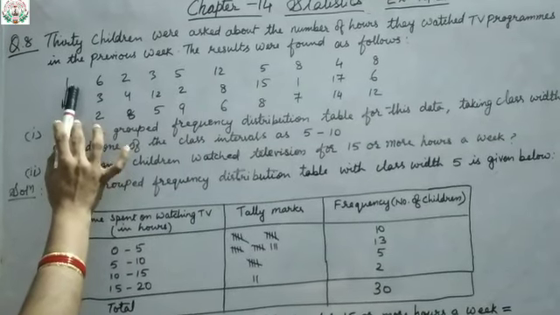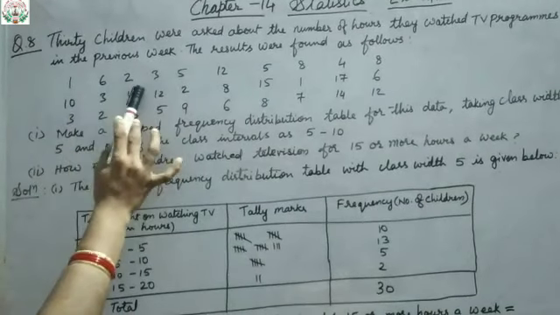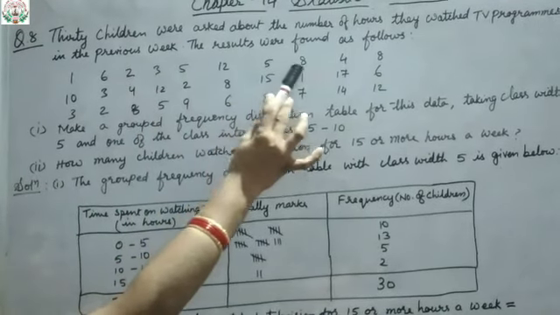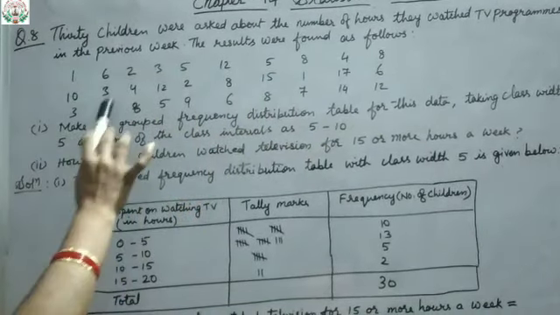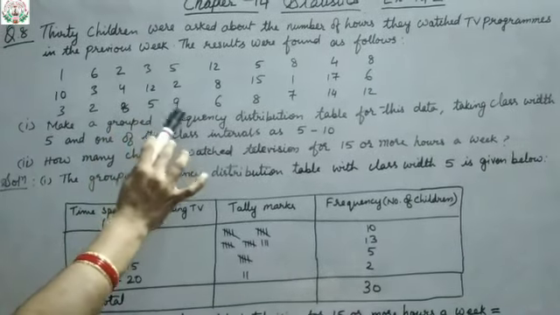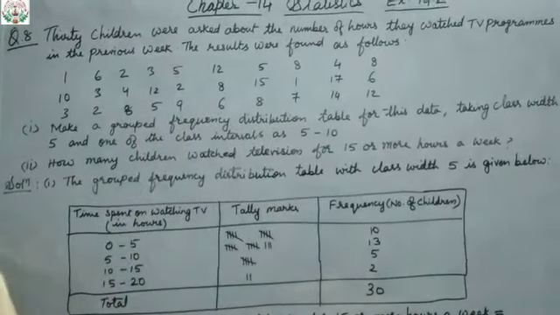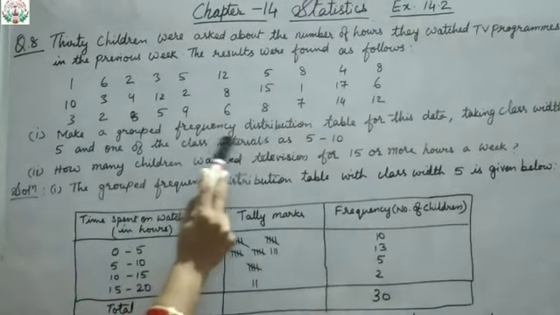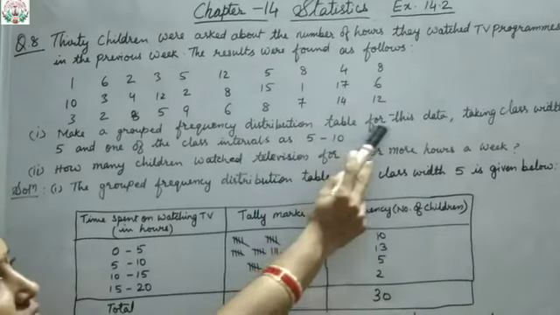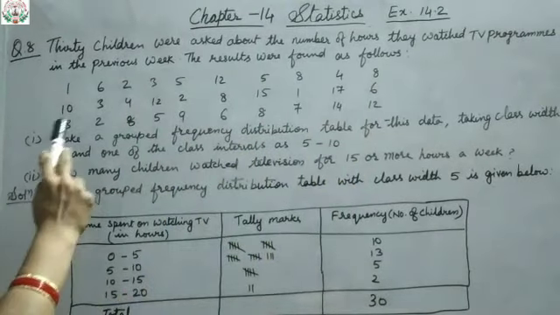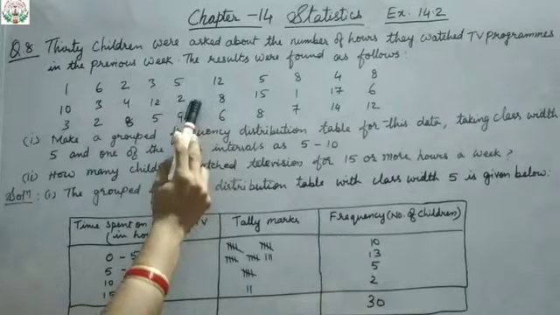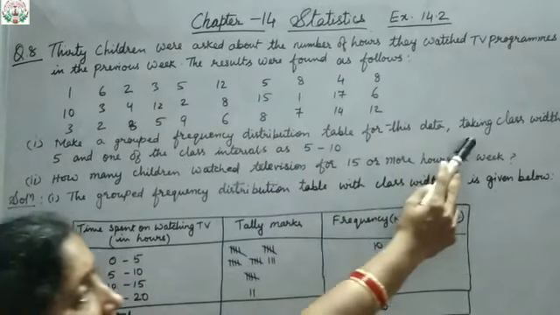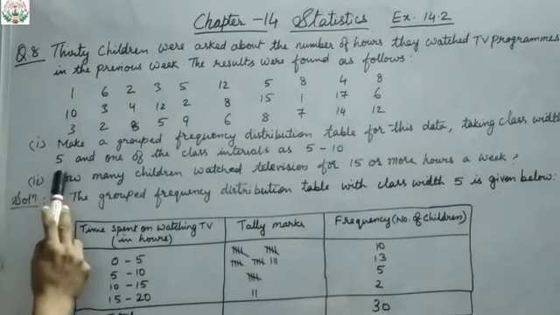The first child saw for 1 hour, then 6 hours, then 2 hours, then 3 hours, then 5 hours, then 12 hours, then 5 hours, then 8. Likewise, the hours of watching television for 30 children are specified over here. Okay. So what you have to do, first question is make a grouped frequency distribution table for this data, taking the class width size as 5.